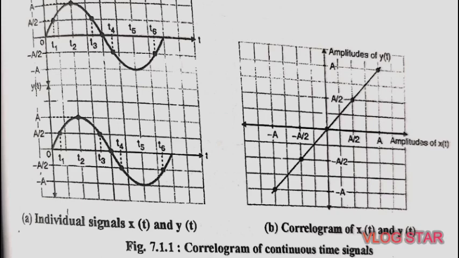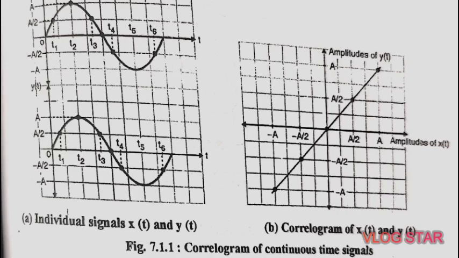Now plot the magnitude of x of t on the x-axis as minus A by 2, 0 and A by 2, and plot the corresponding magnitude of y of t on the y-axis of the correlogram. Here, join the points to get a straight line passing through the origin and inclined at 45 degrees with respect to the positive x-axis.